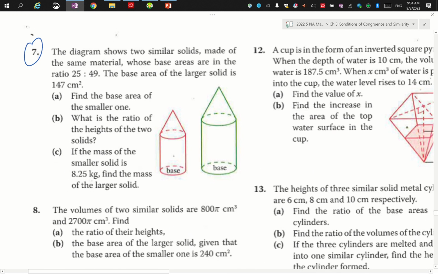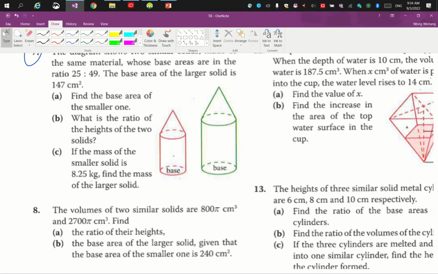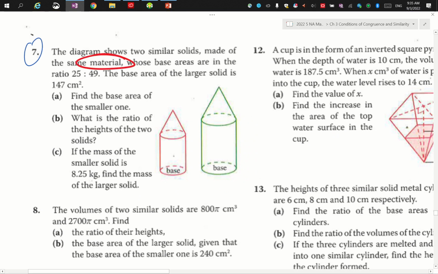We've got two similar solids, same material. When they talk about material, please help me circle the word material. Same material is about density. They are going to be talking about mass and volume already, okay? So related to density. In other words, volume is proportional to mass. The greater the volume, the greater the mass, by the same time.